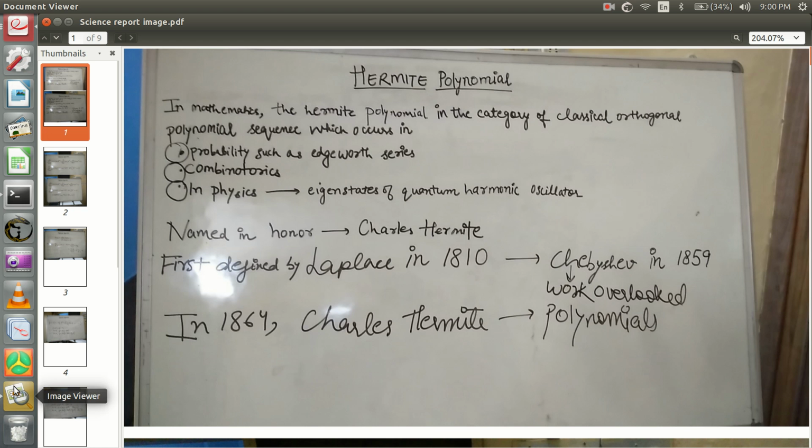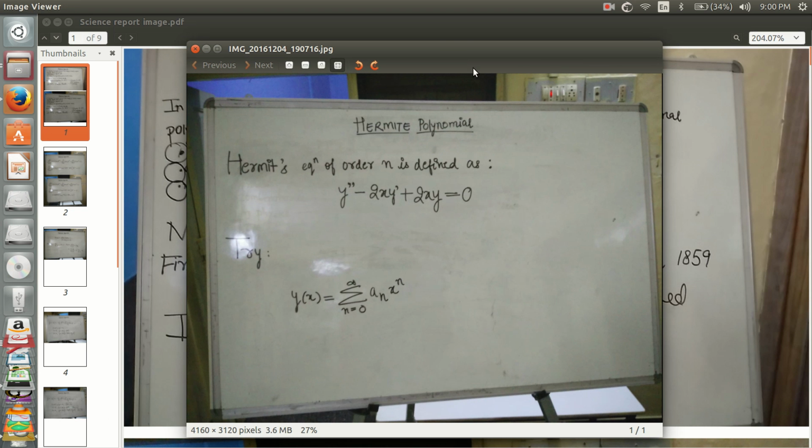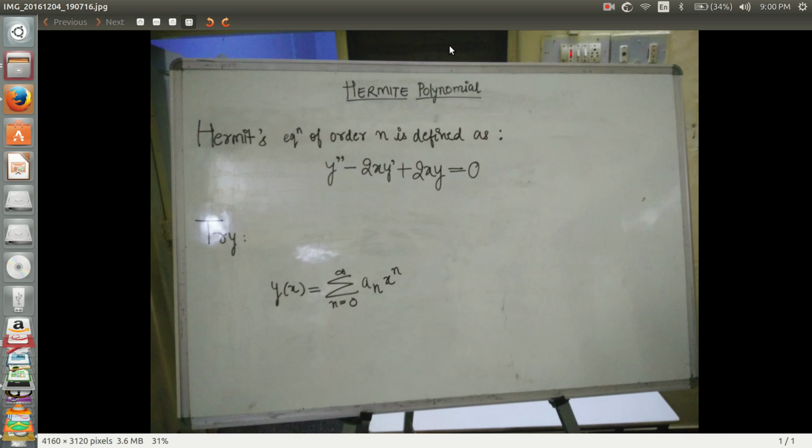So, starting with Hermite's equation. The Hermite equation is given by y double dash minus 2xy dash plus 2λy equals 0. The polynomial solutions of this equation are called the Hermite polynomials. Trying this as y of x, that is, summation n equals 0 to infinity a_n x to the power n.